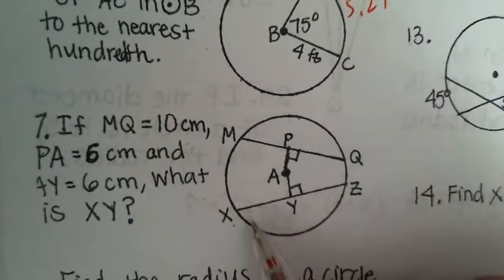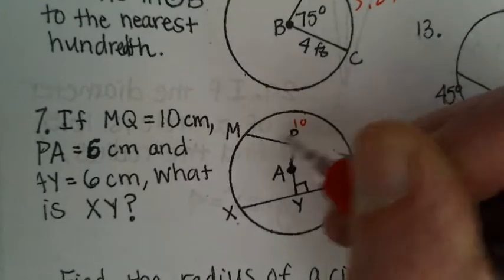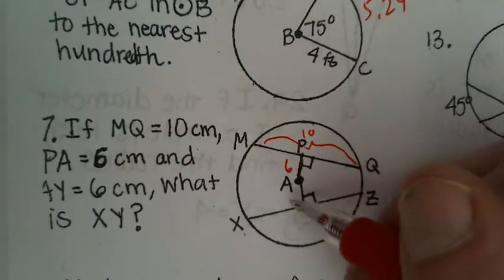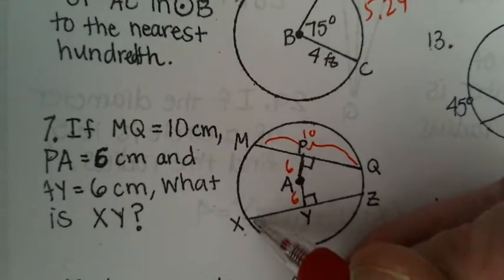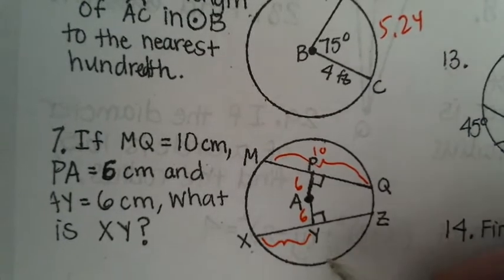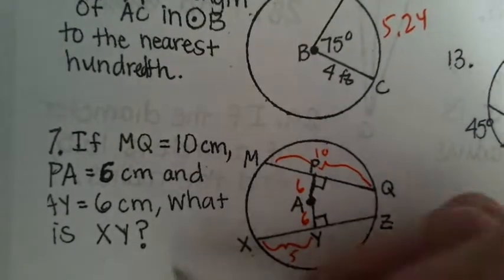If MQ is 10 centimeters, PA equals 6 centimeters, and AY is 6 centimeters, what is XY? We know because this is 10, this is 10, and if the whole thing is 10, the short part is 5.